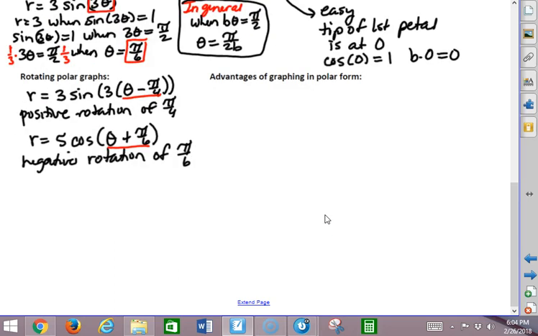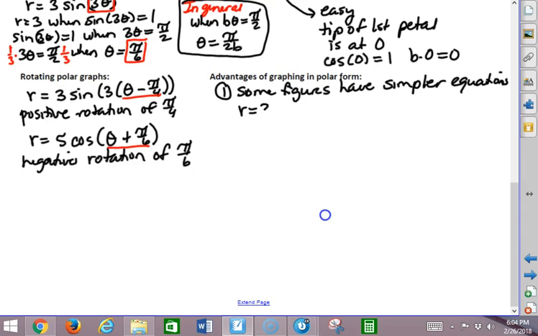Now, there are a couple of advantages of graphing in polar form. One of the advantages of graphing in polar form is some figures have simpler equations. So, for example, the circle r equals 3, which is a circle in polar form. In rectangular form, it would be x squared plus y squared equals 9. Okay, so that would be the same circle in rectangular form, and using in our conics unit, that's the way we would graph it. Much simpler, r equals 3.